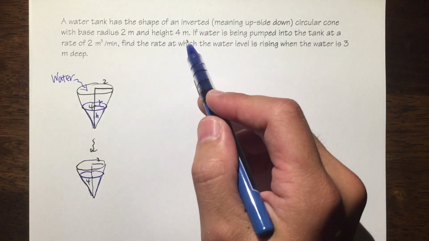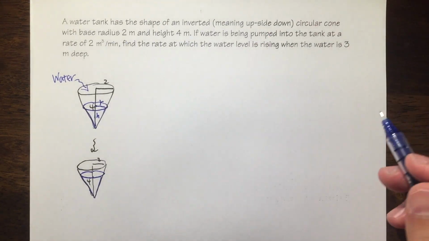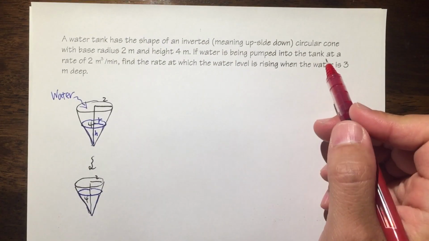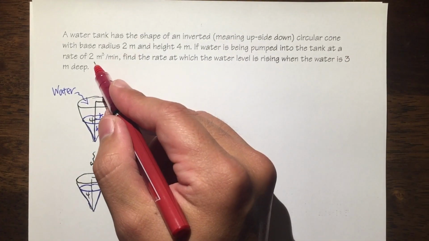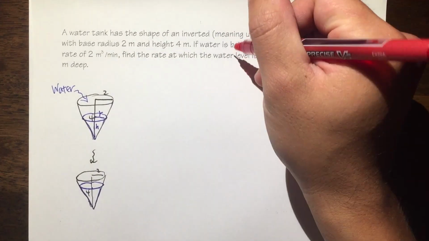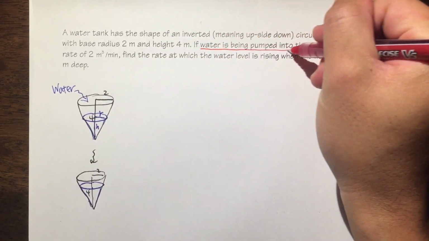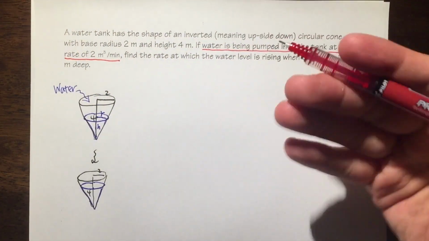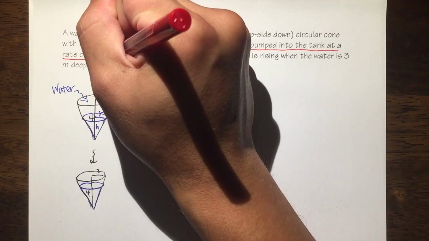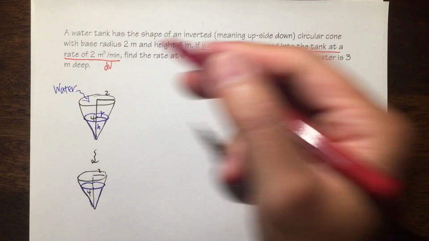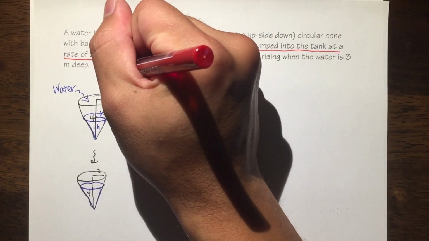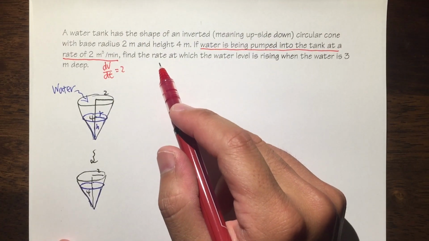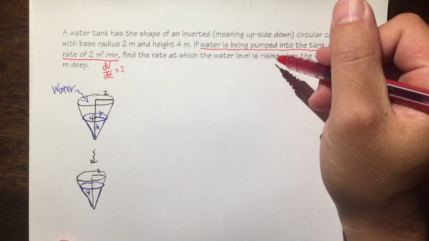Well, we used the 2 and 4 right here already, so that's pretty much it. But it says the water is being pumped into the tank at a rate of 2 meter cube per minute. So here, let's write this down. This is telling us how much water is going to the tank. That's the volume. So I'll put down dV because it says we have the rate. dV/dt is 2.